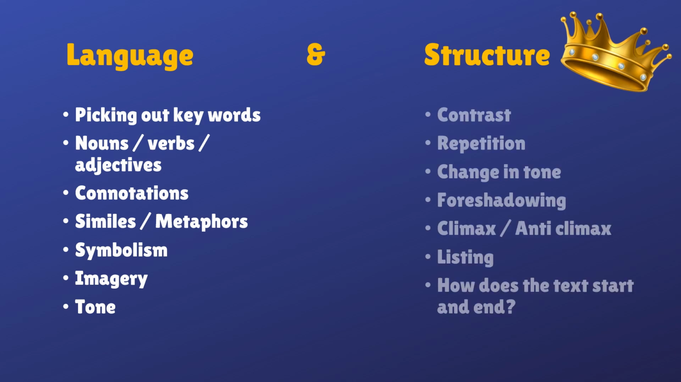What about structure? One of the most useful structural techniques I think to write about is contrast. How do things change or contrast throughout an extract? There's repetition, which we saw in the previous example. Whereas tone on its own is language, a change in tone throughout the extract is structure. So that's a good thing to talk about. If something in the beginning foreshadows something that happens at the end, you could talk about foreshadowing, or if there's a climax at the end or an anticlimax at the end of the extract, you could talk about that. Talk about listing, or how does the text begin and how does it end. These are all relevant structural things to talk about.